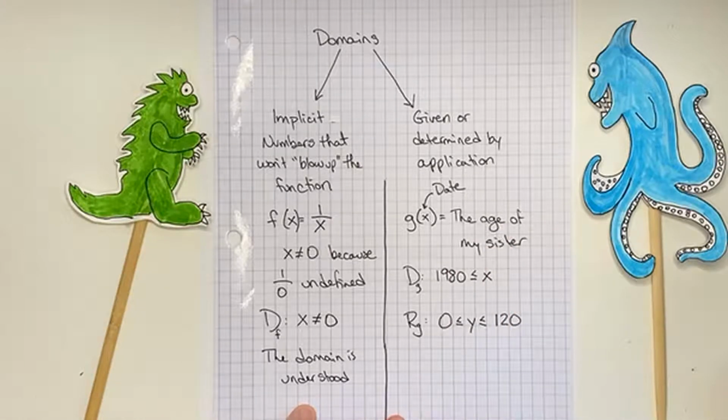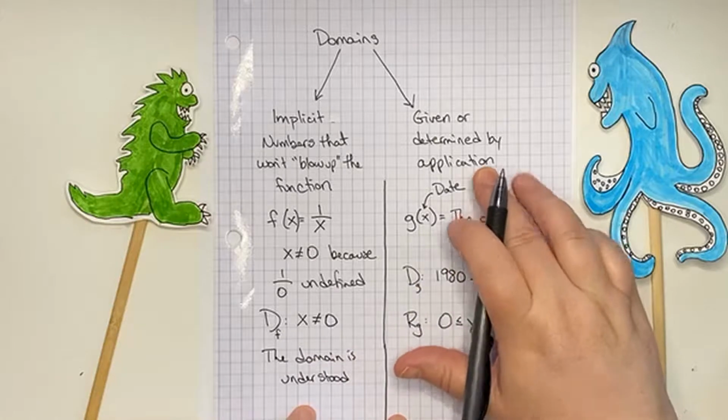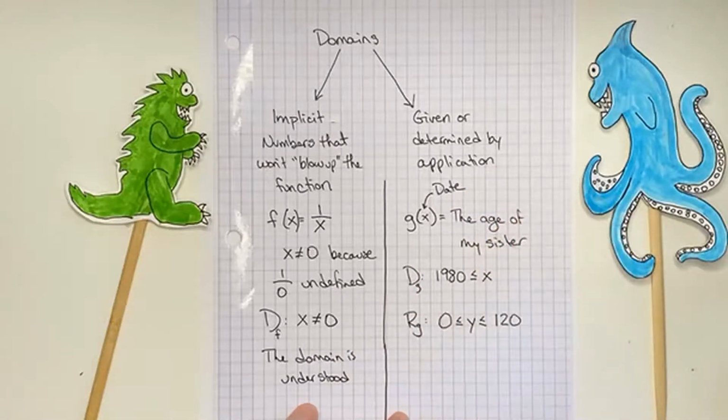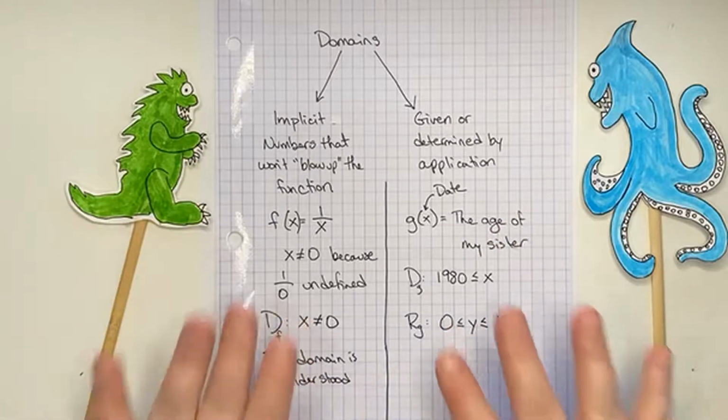So sometimes functions are talking about money, or they're talking about dates, or the number of trees, or, you know, the size of your car. And because of the application of the function, knowing something outside of the function, you get a domain and a range from that. Does that make sense? So these are two different things.